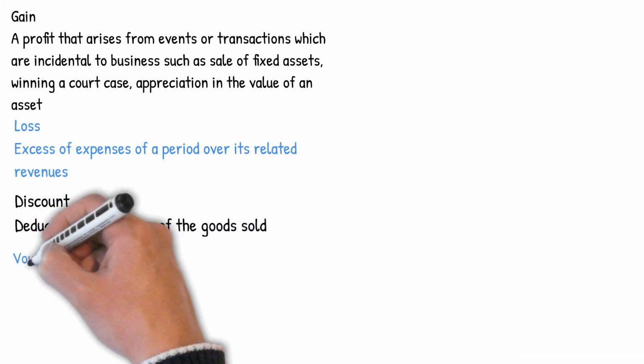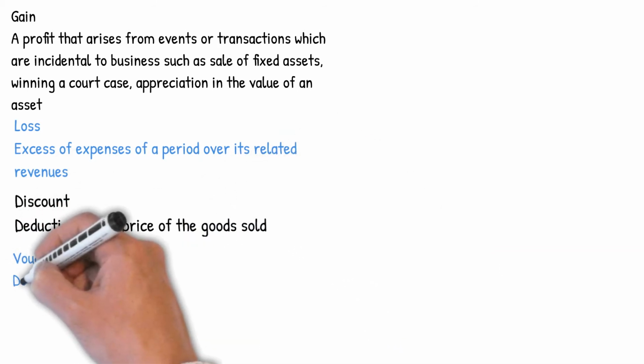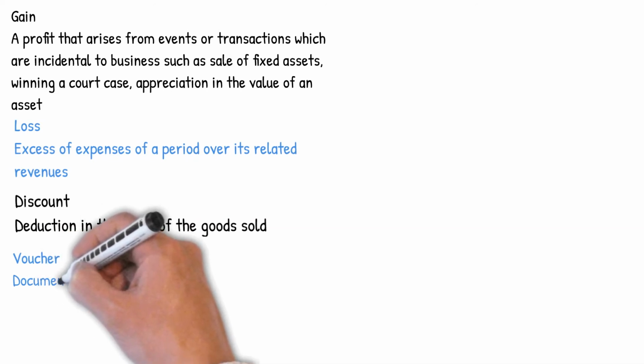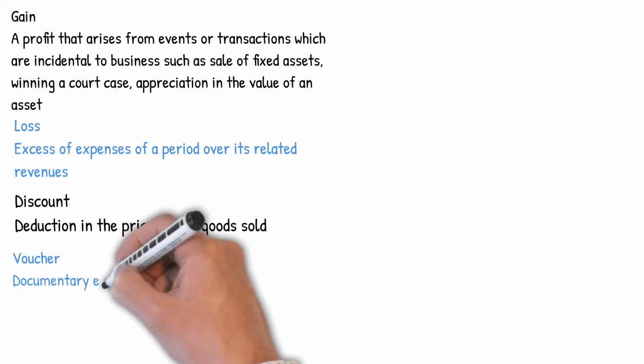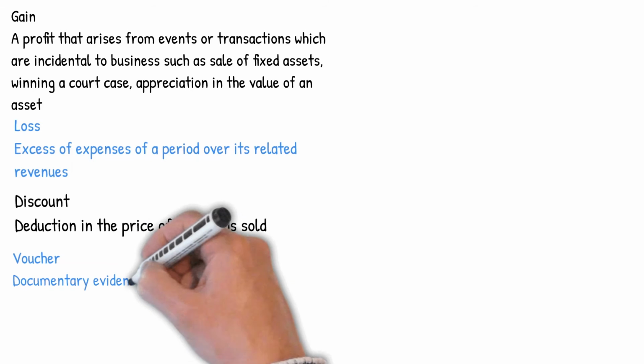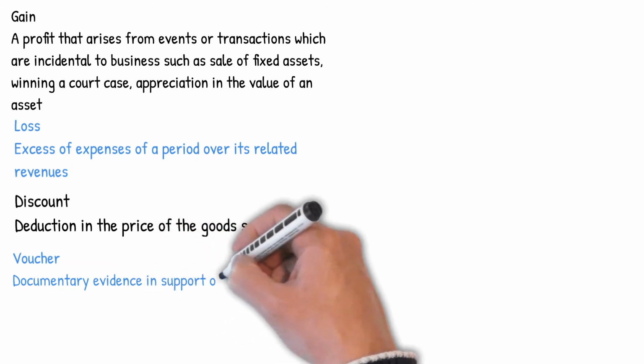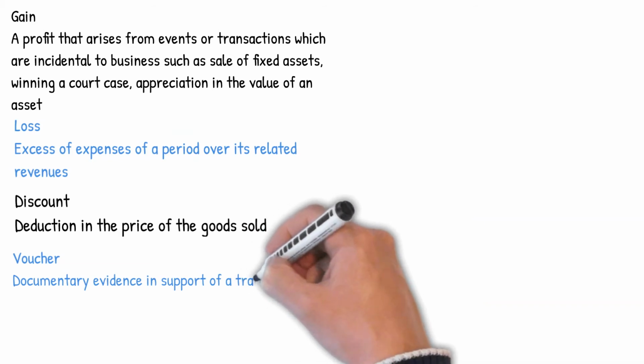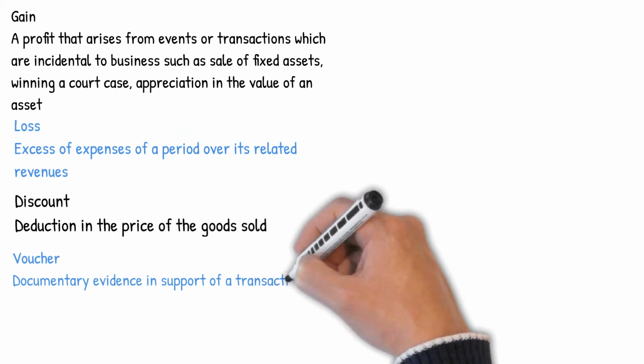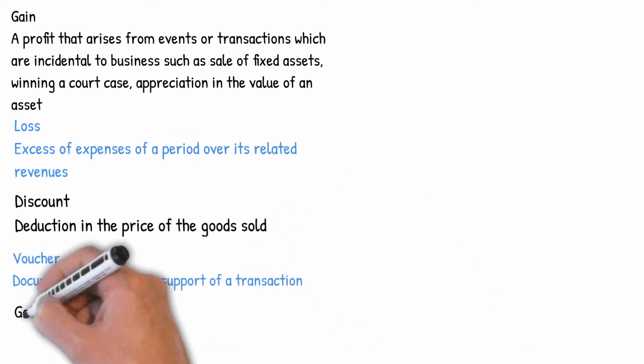Voucher. It is a documentary evidence in support of a transaction. For example, if we buy goods for cash, we get cash memo. If we buy on credit, we get an invoice. When we make the payment, we get a receipt, and so on.